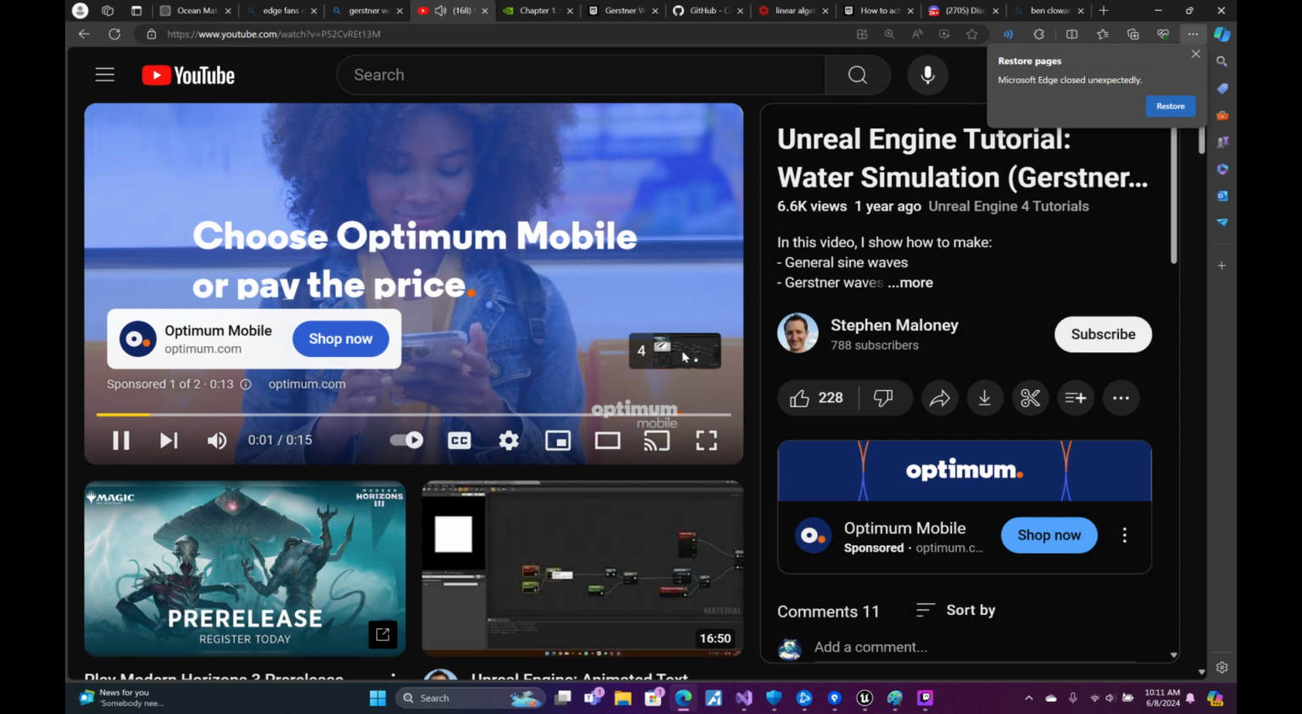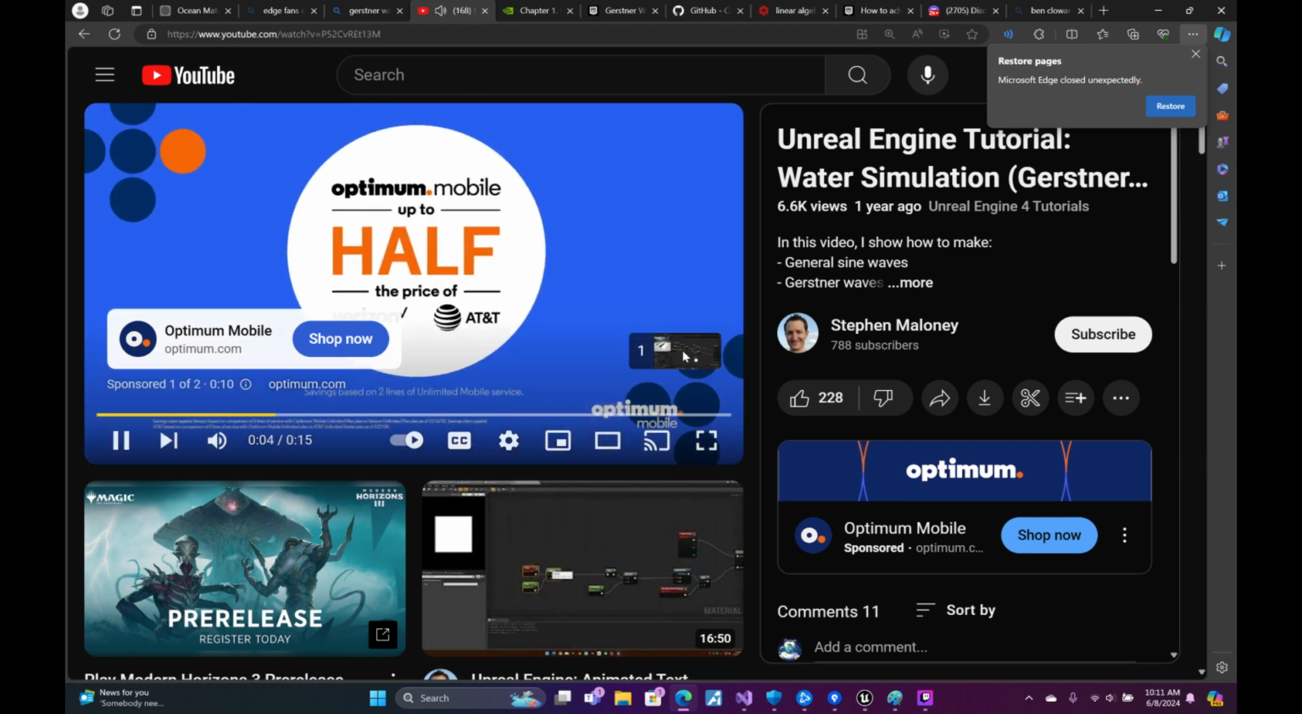Here's a block Choose Optimal diagram. Mobile or pay the price. Switch and save up to 50% on your mobile bill versus Verizon.